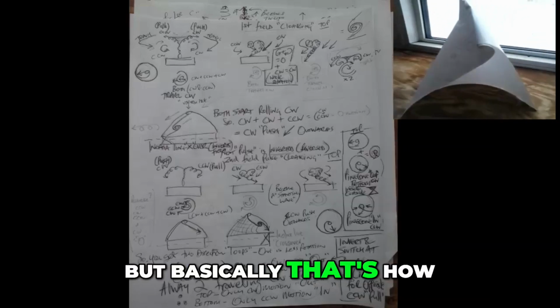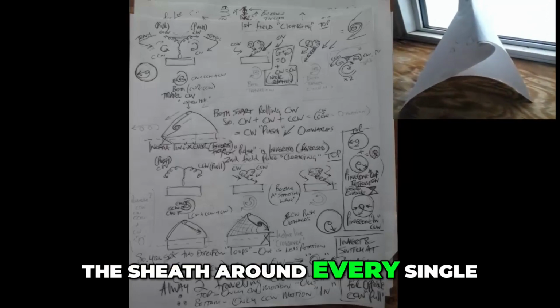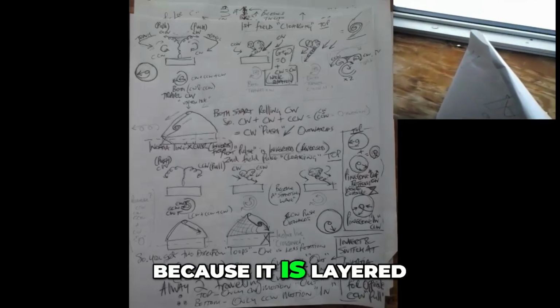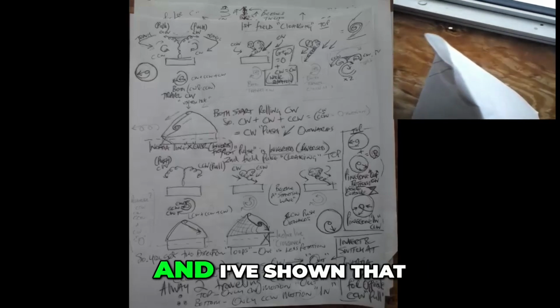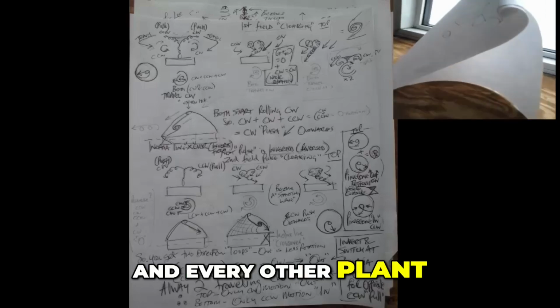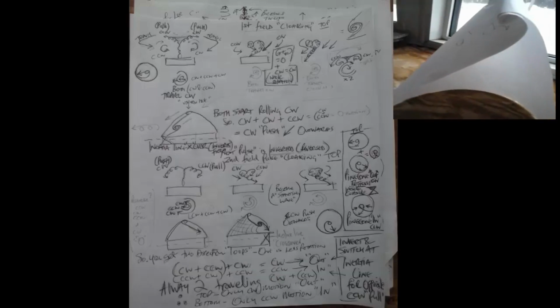But basically, that's how the sheath around every single magnetic field is created, because it is layered like an onion, just like our atmosphere, and I've shown that to be the pine cone design as well, and every other plant in existence and everything else.